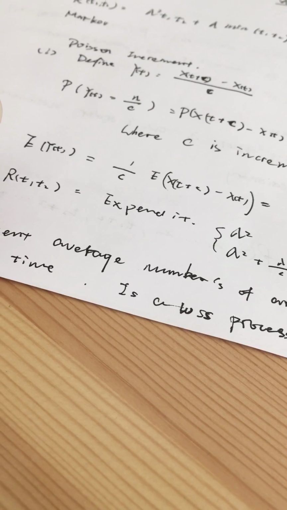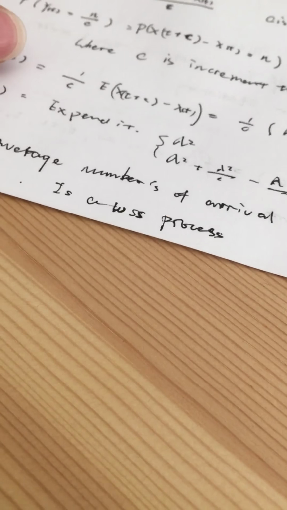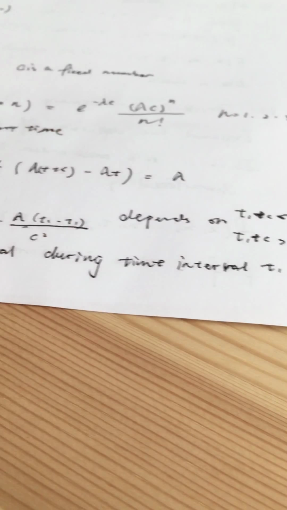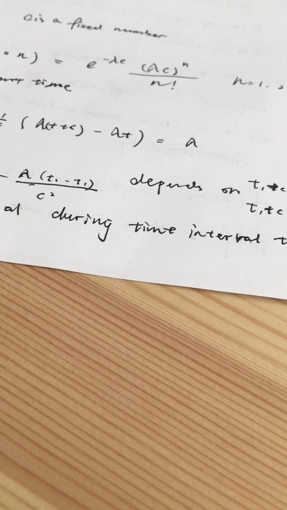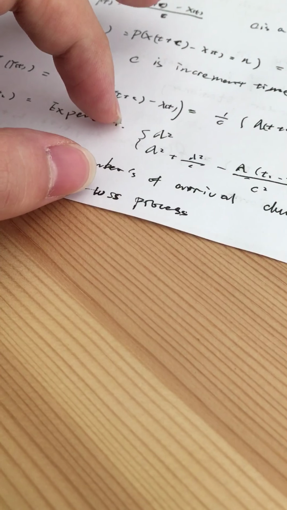And the autocorrelation here we can also expand in the same way, and we get the same idea, with t1 plus c and t2 being different, which gives us no dependence on the starting time. It only matters the interval length. So this pretty much defines a wide sense stationary process, that is the Poisson increment.